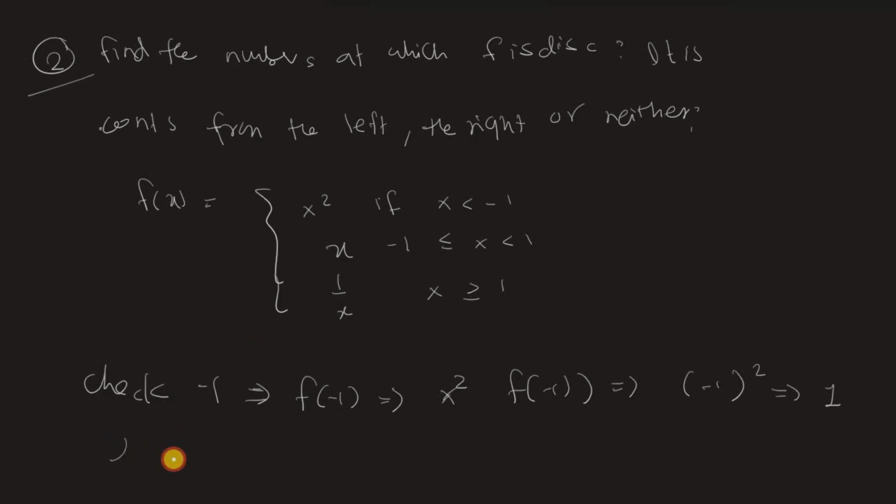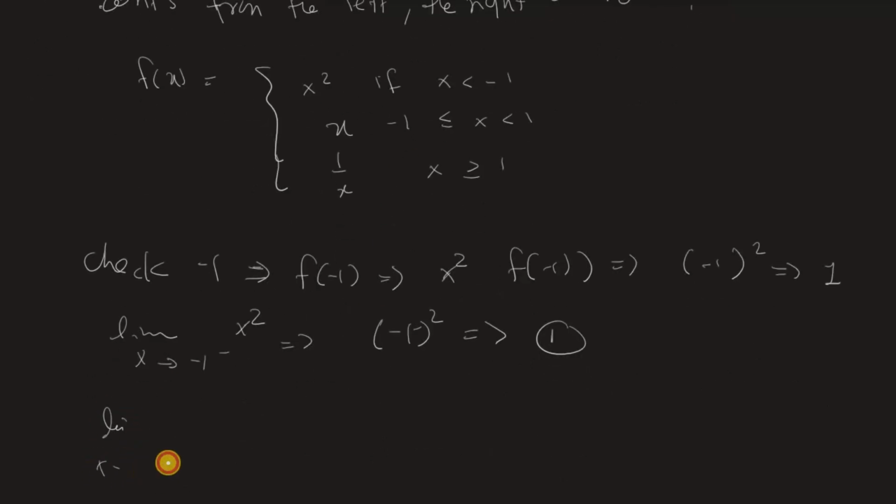Okay, so now the limit as x approaches -1 from the left. So if we approach -1 from the left side, that means the value is less than -1, so that would be this function. So again, that would be simply plugging this in, right? And that would simply give you +1. Okay, now if we go ahead and plug this limit in for the positive values. Okay, so now we are approaching -1 from the right side.